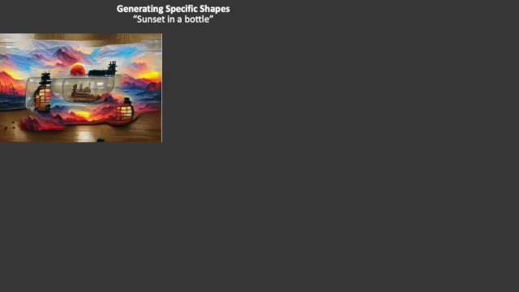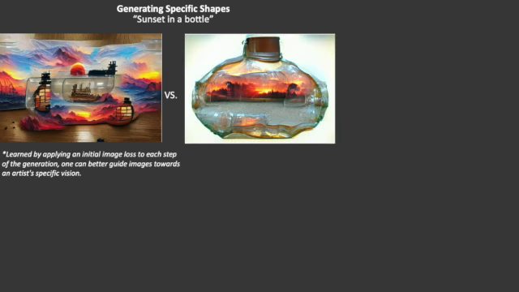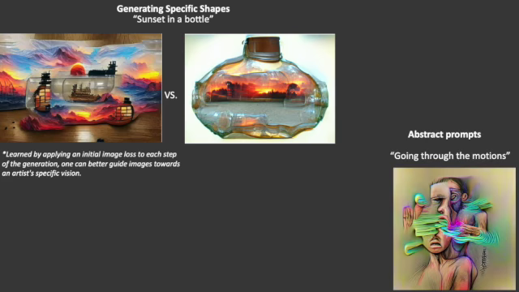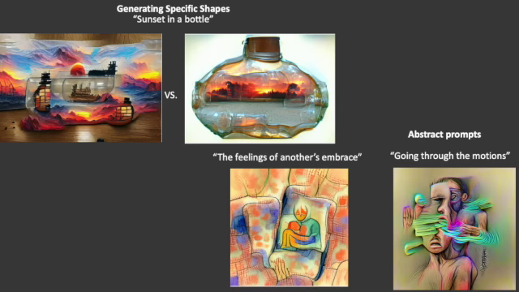One of them is getting more specific shapes. We applied some machine learning tricks, versus our default of just a sunset in a bottle, to keep it inside this bottle and really fit our artistic vision for a piece. We've experimented many times with abstract prompts, like going through the motions and the feeling of another's embrace: how do large data networks respond to very human concepts?